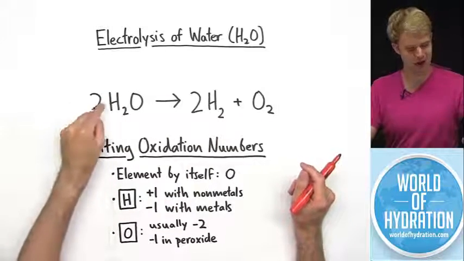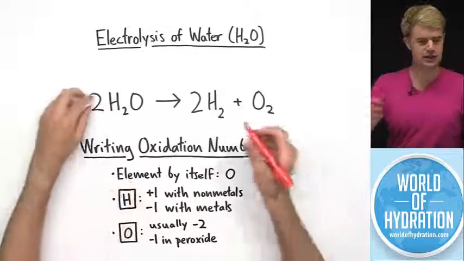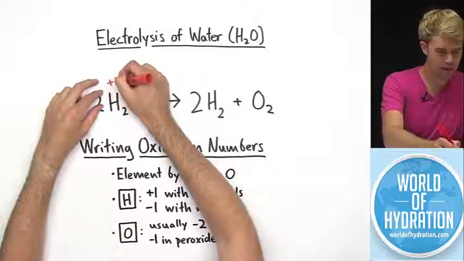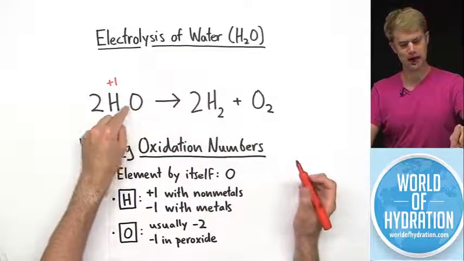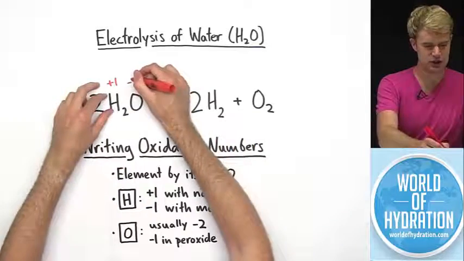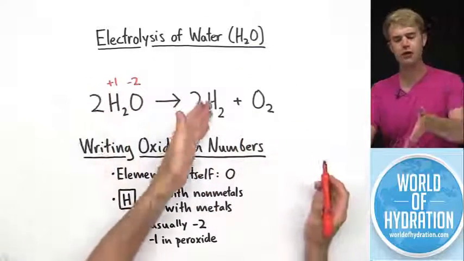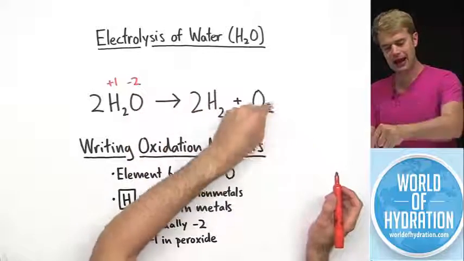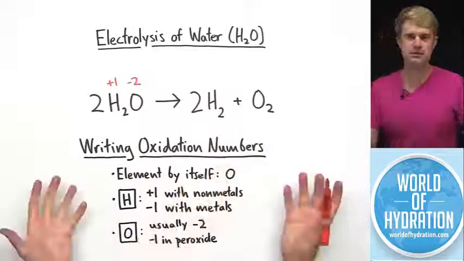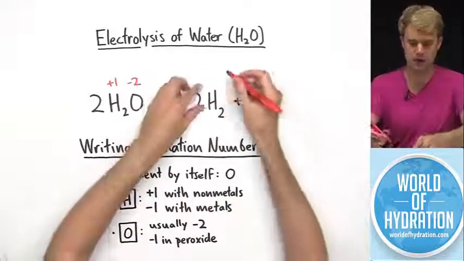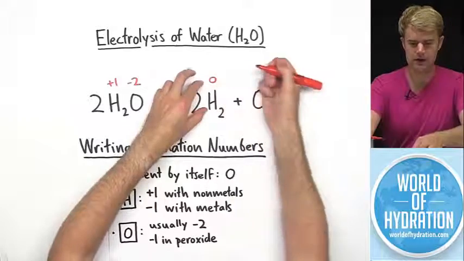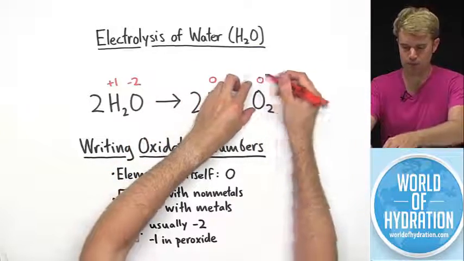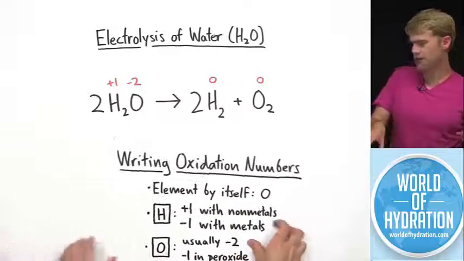Okay, so I've got hydrogen. Hydrogen is +1 when it's with nonmetals like oxygen. Oxygen is usually -2. And then over here, we have hydrogen and oxygen. These are elements by themselves. They're not combined with any other elements. So H2 is going to be 0 and O2 is going to be 0. Okay, so those are the oxidation numbers.